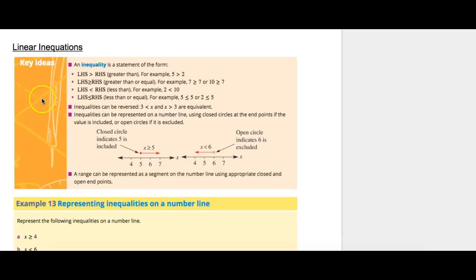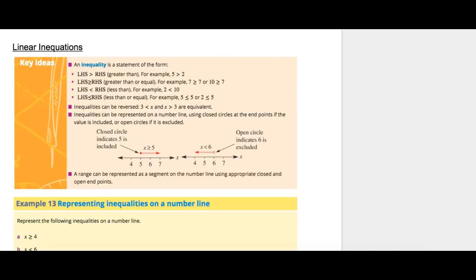So just the key ideas, first of all, this phrase here, left-hand side, right-hand side. And this symbol here means greater than. So how you would read that is the left-hand side is greater than the right-hand side. Now, one way you can remember it, and there's all different ways you can do it. So if this doesn't suit you, maybe think of something else that would suit you.